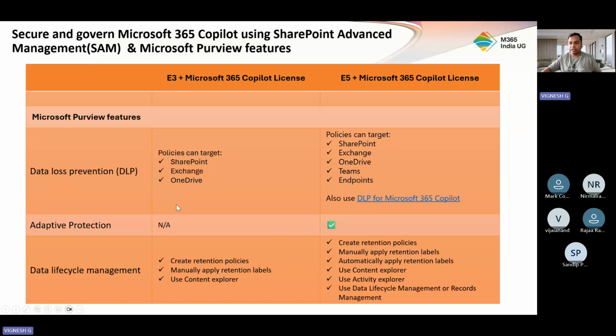In terms of data lifecycle management, with your E3, you can create retention policies, you can manually apply retention labels and use Content Explorer. But here it is not just about you doing things manually. With E5, you can go ahead and automatically apply retention labels also. So whatever I'm saying here, I want you to think it through in the context of Microsoft 365 Copilot also, right? So think from that standpoint.